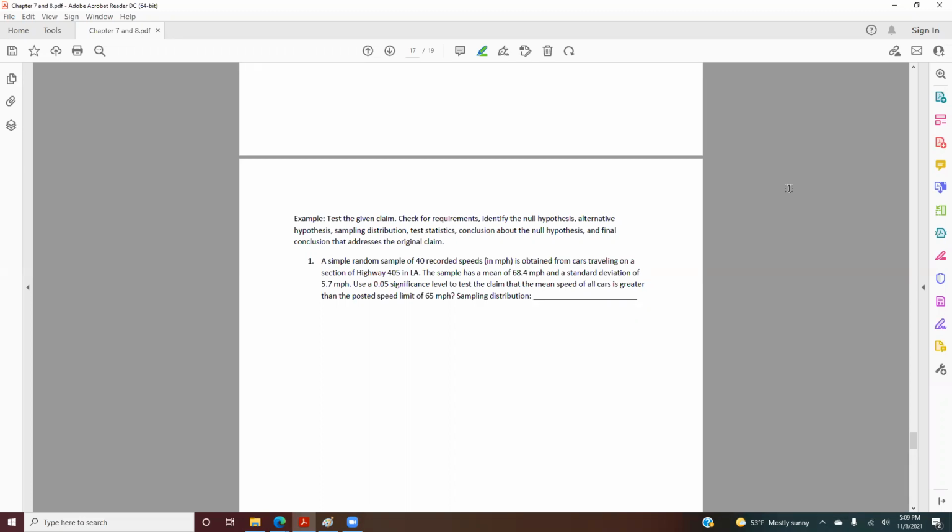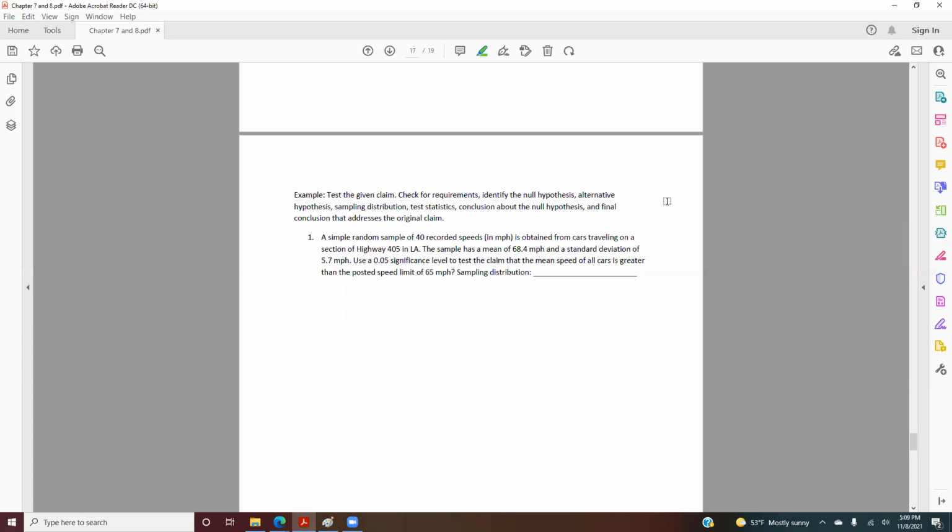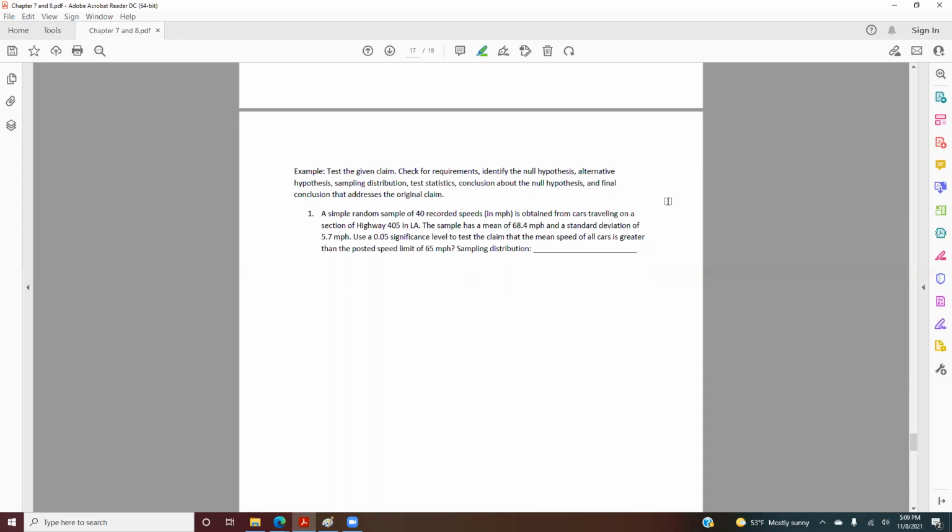Anyone got a claim statement for number 1? The mean speed of all cars is greater than the posted speed limit of 65 mph. Yep, that will be the mean. That is a claim statement. So you can see the difference here now is the word mean shows up. You see that?